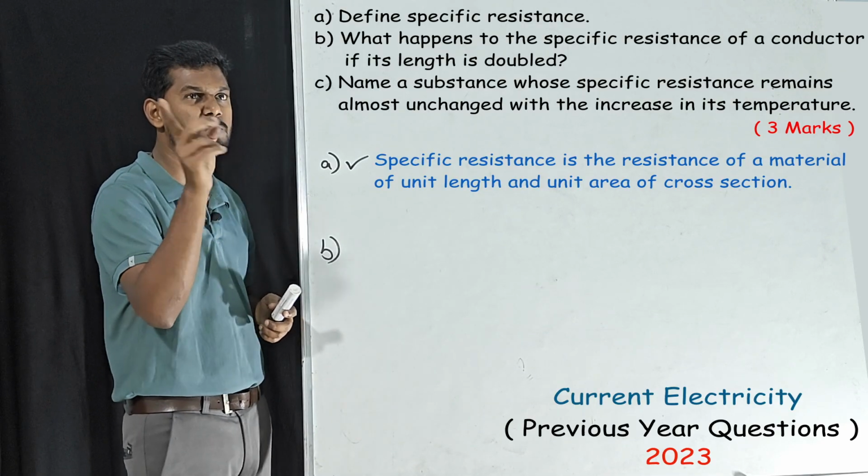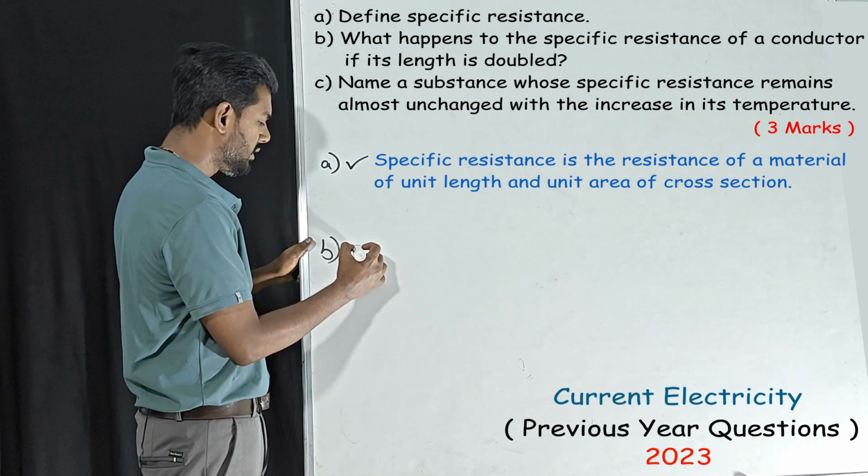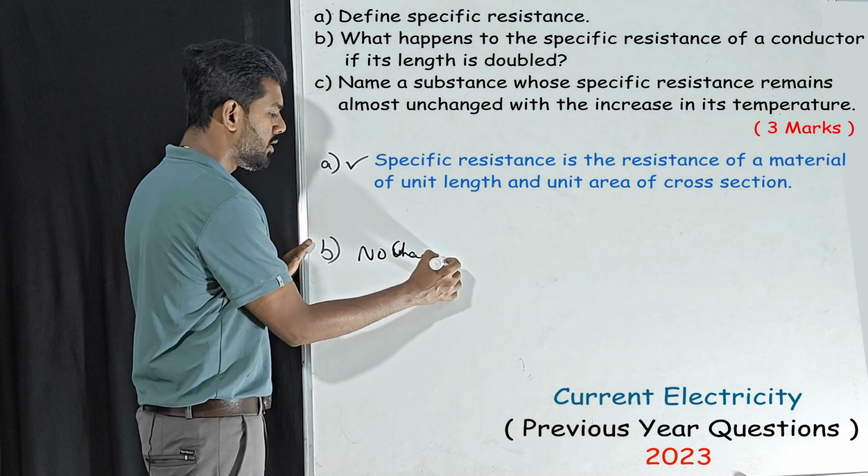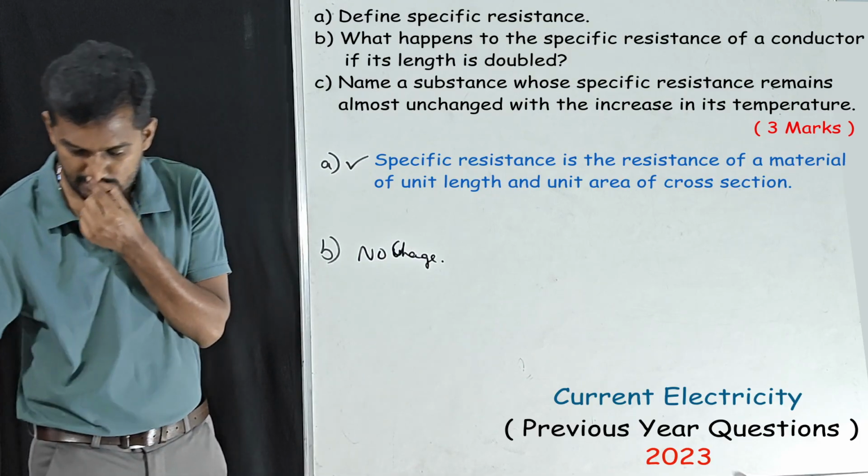Now what happens to the specific resistance of a conductor? No change. So you can write it as it remains the same.